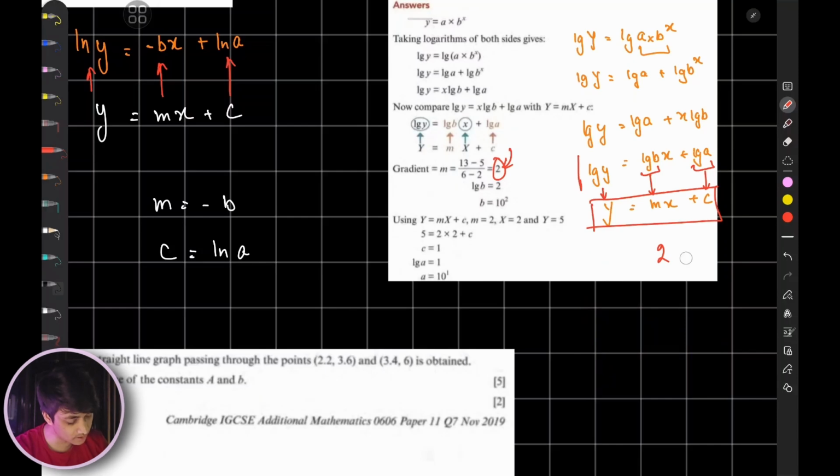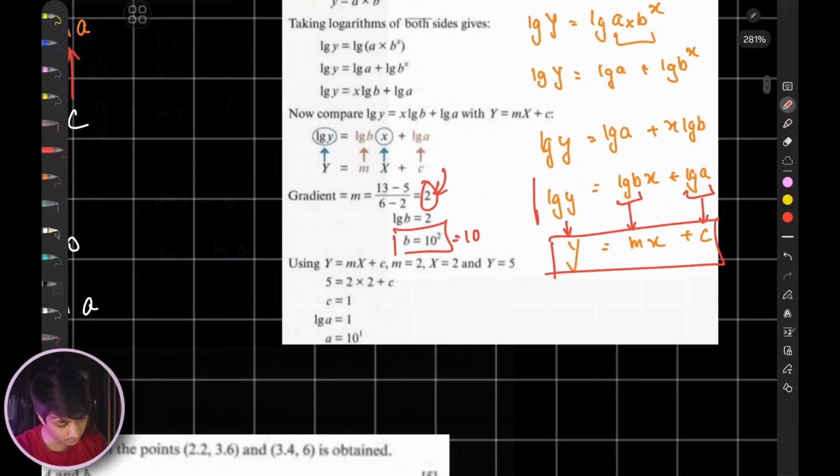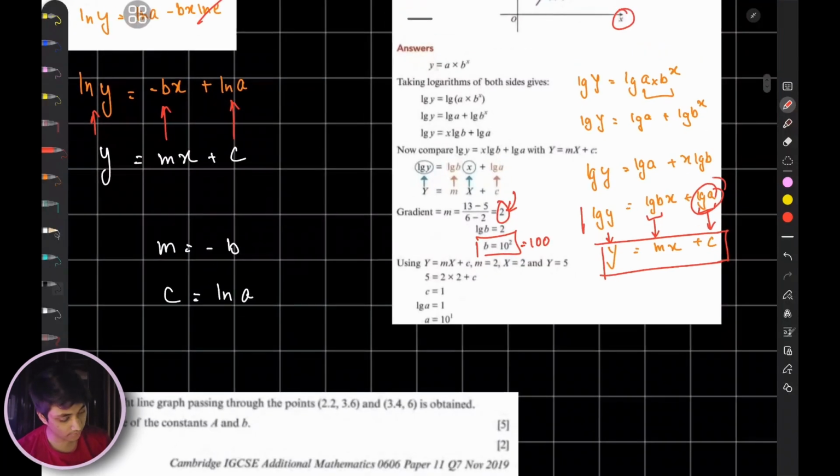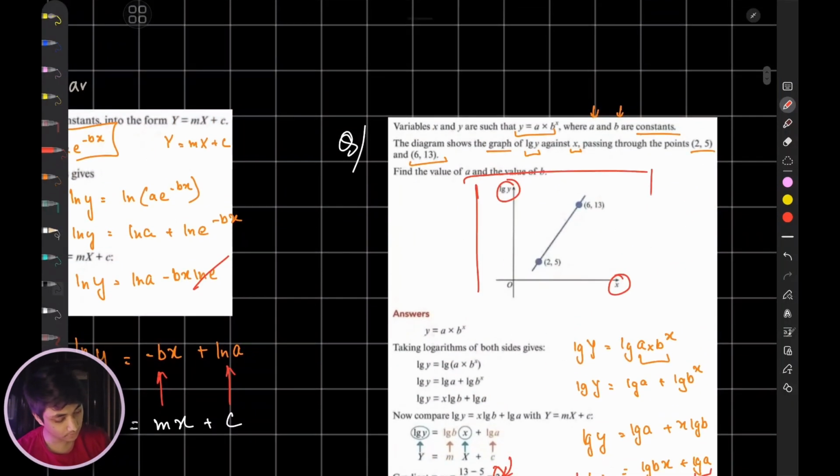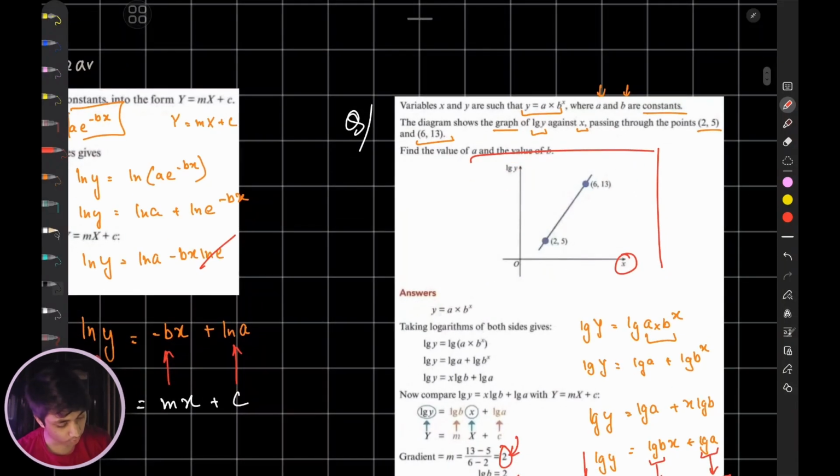So I know my b is going to be what? 10 square or 100. So to find log of a, I'm going to take the help of the graph and the data given to us. Notice one thing. I know for two specific points the value of x and log y. Again, x and log y. I can choose any of these points and help myself find log of a or the y-intercept.